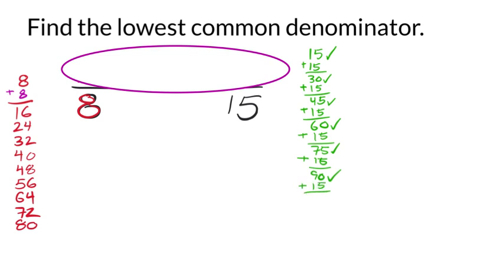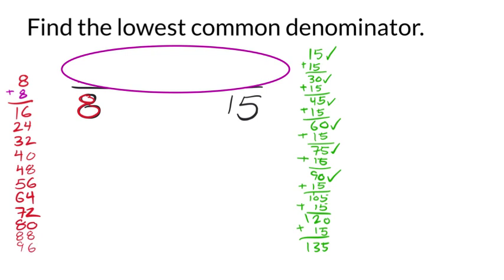Plus another 15, 105. Plus another 15 will be 10, carry the 1, 2, 120. Plus another 15 will be 135. Okay, I'll stop there. Let's see what happens with the 8s. So 80. We got 8. That would have been 8 times 10. 8 times 11 would be 88. 8 times 12 would be 96.